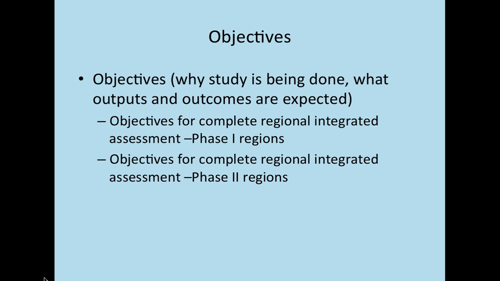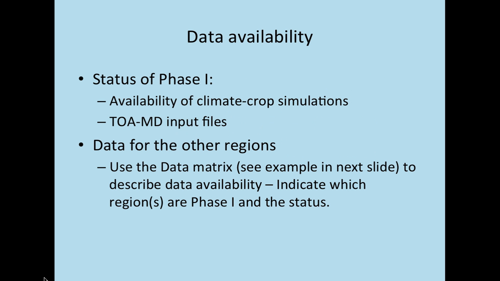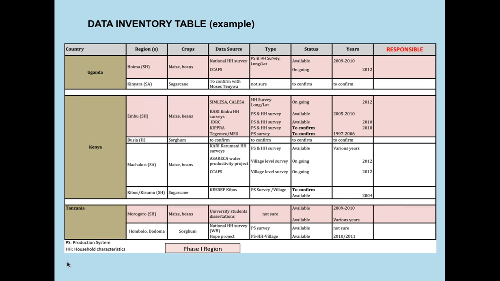So a little bit of information about objectives. I'll skip over this fairly quickly. But then some points about the status of your phase 1 data and data for other regions that you might be including in phase 2. And a table that you can fill out to identify the kinds of data that you'll be using, the region, the crops involved, the source of the data, and so forth, so that we all have a good idea of what data are available.